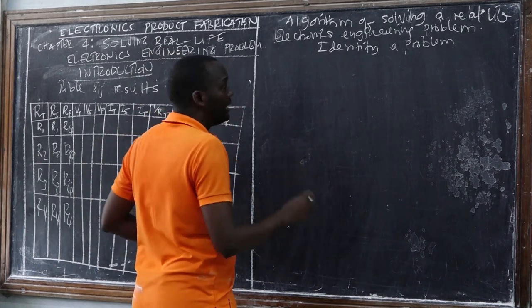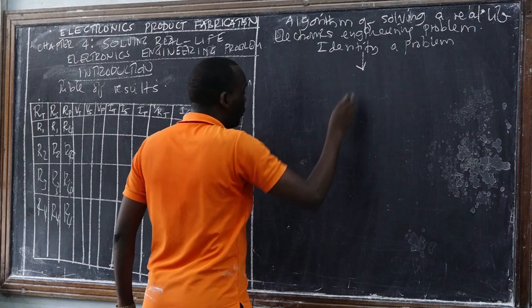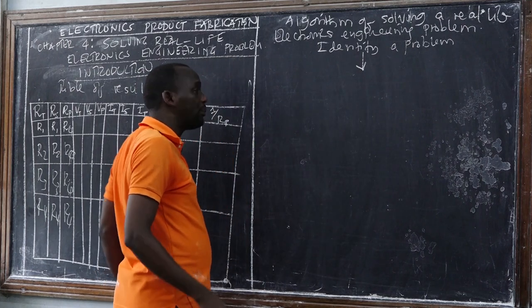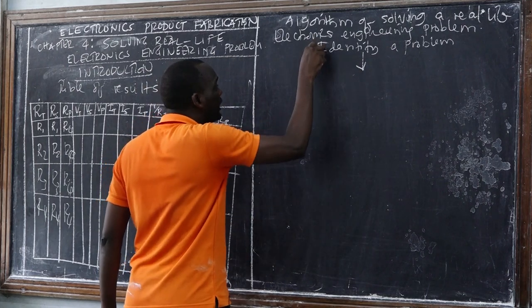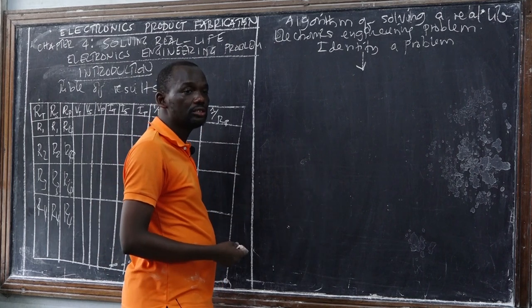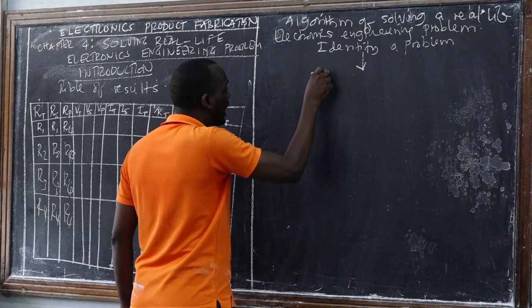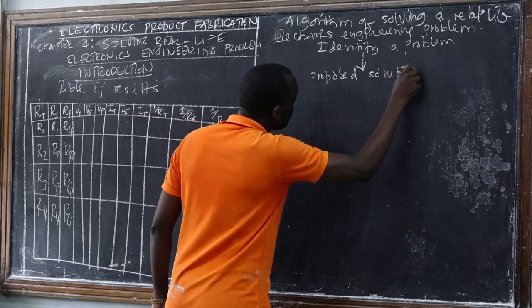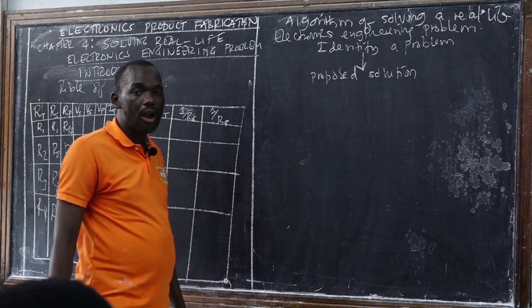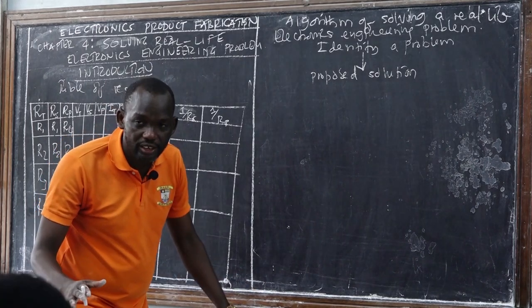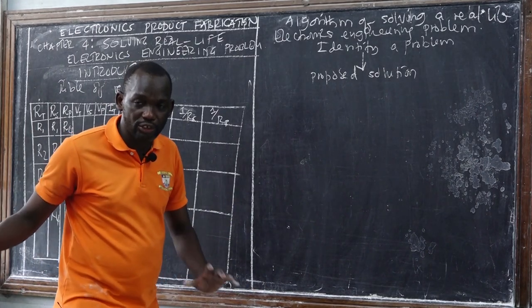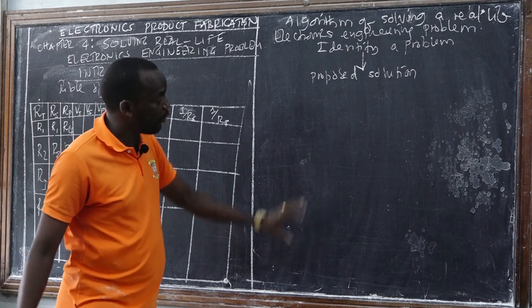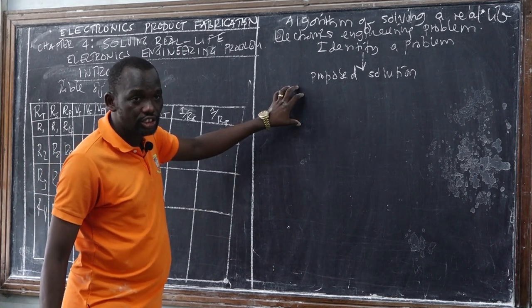That is number 1. Then number 2, we say it's hypothesis formulation. Hypothesis formulation actually means you propose the solution. So in engineering, we call it propose the solution, or propose the idea. Stop focusing on what is going on outside, focus here. Say: propose the solution.